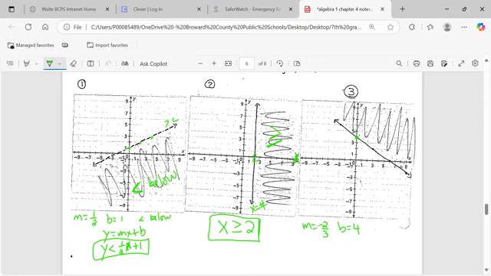I see that this is a solid line, and this is above, which means it's greater than. It's going to be greater than or equal to because the line is solid. So now I know it's greater than or equal to, y equals mx plus b loosely. I know it's y is greater than or equal to negative 2/3 x plus 4. And I got all those information from the graph.